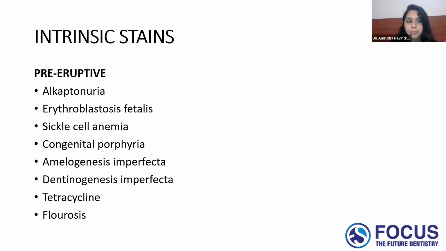Now, intrinsic stains are internally present and due to internal causes. They can be pre-eruptive, that is, present before the eruption of teeth, which includes metabolic diseases like alkaptonuria, hematological diseases like erythroblastosis fetalis, sickle cell anemia, congenital porphyria, and diseases of enamel and dentine like amelogenesis imperfecta, dentinogenesis imperfecta, use of tetracycline drugs, and fluorosis.